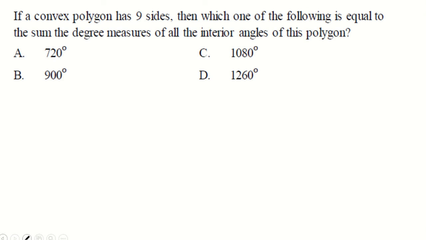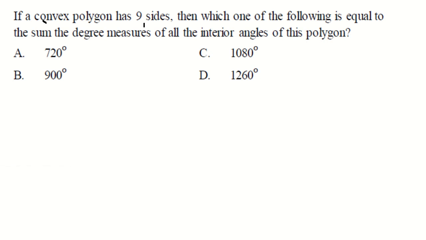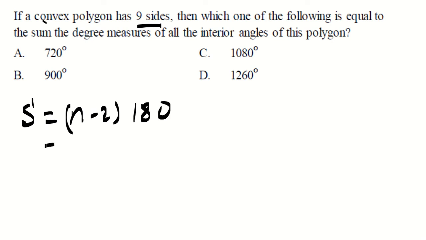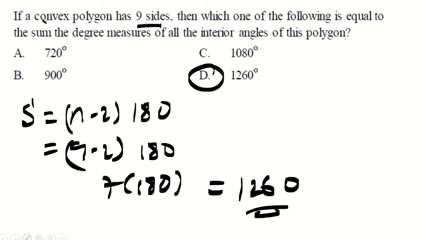The next question, it says the convex polygon has 9 sides. Okay, it's a nonagon. Then which one of the following is equal to the sum of the degree measures of all interior angles? Sum of angles for any n-gon polygon is n minus 2 times 180. This is a nonagon, so that is 9 minus 2 times 180. That means 7 times 180. 7 times 8 will be 56. We have 5. 7 times 1 is 7, plus 5 will be 12, and the 0 at last will be written. So the answer will be D.